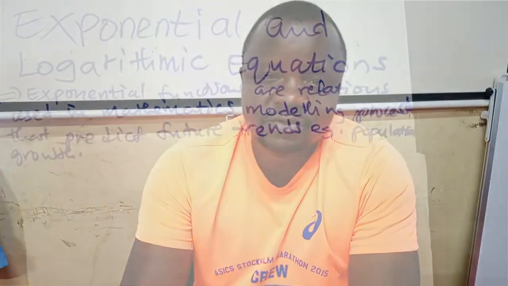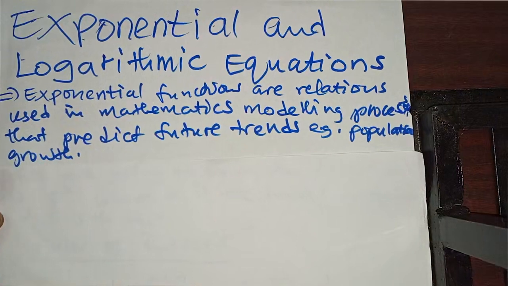So having done that, as we have said, functions are relations, then we are going to take you through the indices. We cannot run away from indices as we are going to look at exponential equations, so we need to introduce some of the rules of indices that you learned in Form 2.